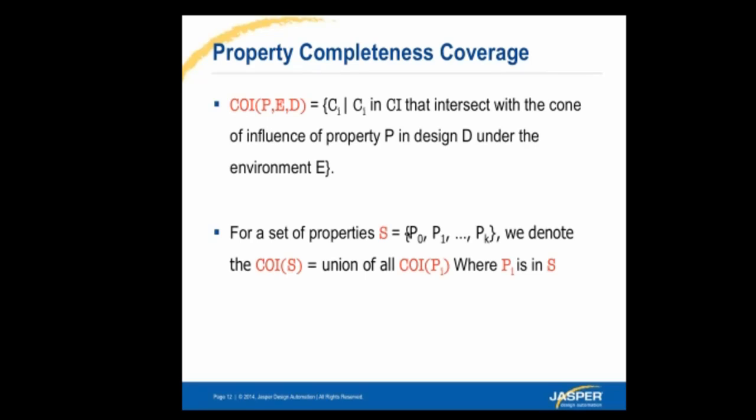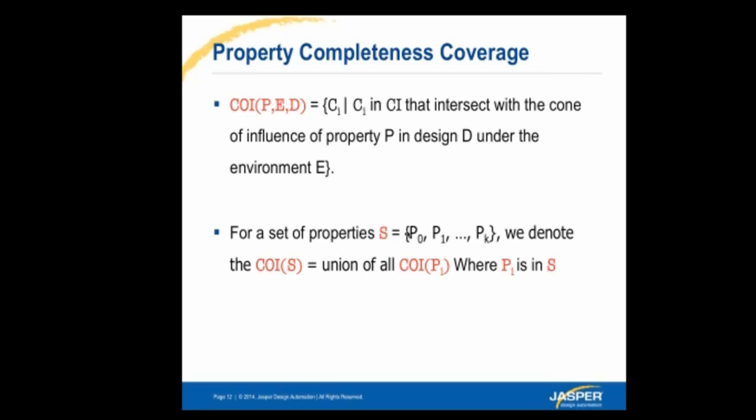Now for completeness coverage, we want to know, for each property P under environment E of design D, what are the set of cover items in the cone of influence that are part of the coverage model, basically the intersection of the coverage model with the cone of influence of the property. For each property, we identify that set and union all these subsets from the coverage model to create the cover points that are relative to all the properties, and thus we can achieve what we call the completeness of the coverage.